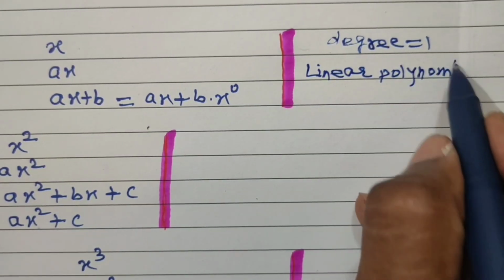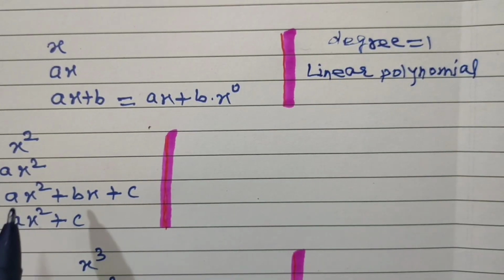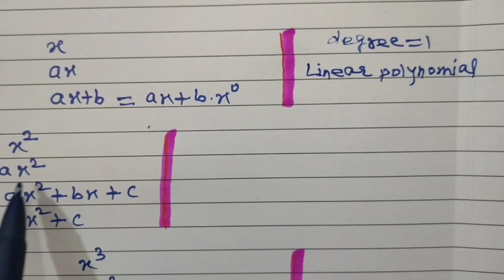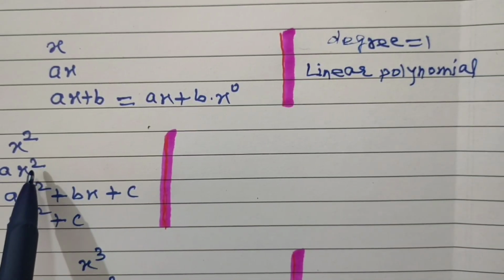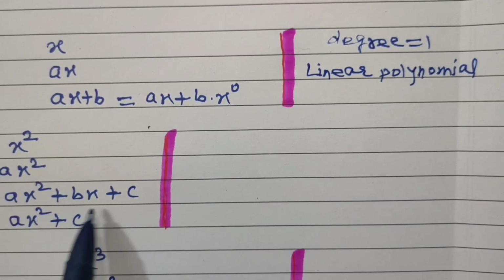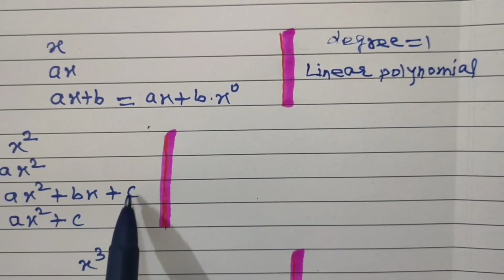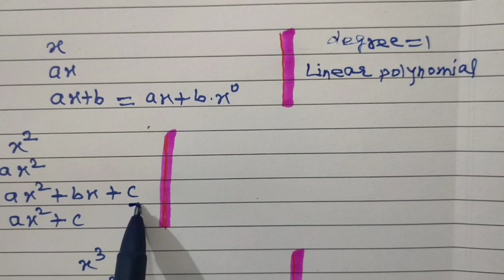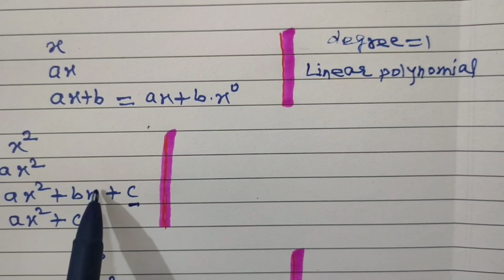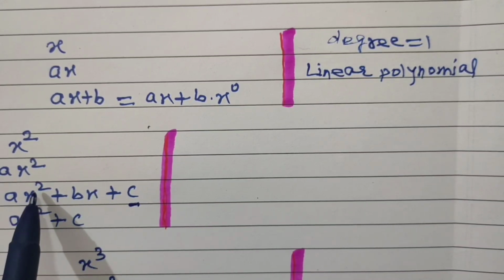Now we have to consider the next example. X square, power of x is 2. Then a into x square, here also power of x is 2. This is a single term, this is also a single term. Let us consider this: ax square plus bx plus c. There are three terms. Here degree of this term is 0. You can write this as c into x to the power 0. Degree of this term is 1 and degree of this term is 2.